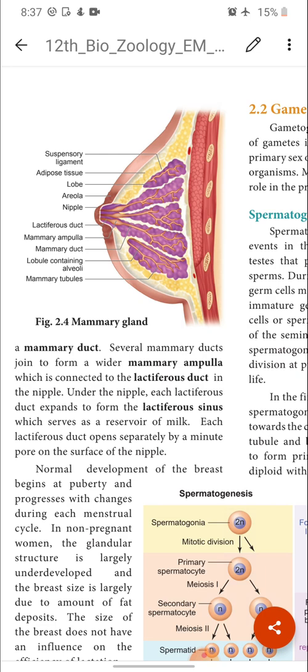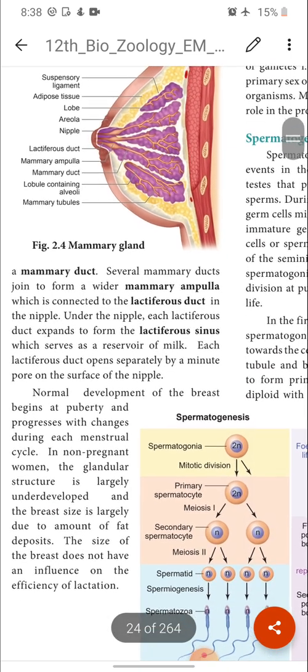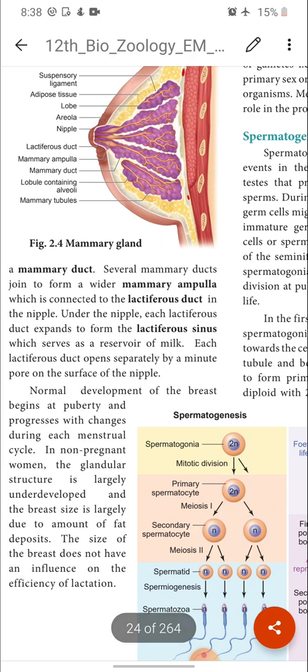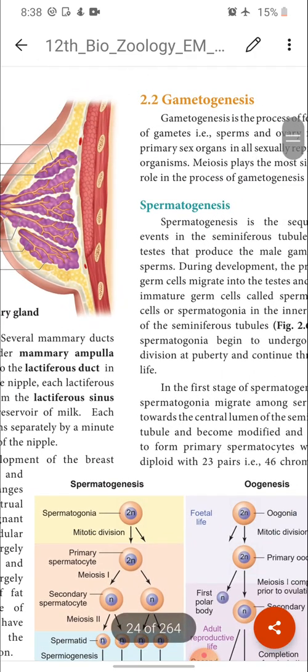Normal development of the breast begins at puberty and progresses with changes during each menstrual cycle. In non-pregnant women, the glandular structure is largely underdeveloped, and the breast size is largely due to the amount of fat deposits. The size of the breast does not have an influence on the efficiency of lactation.